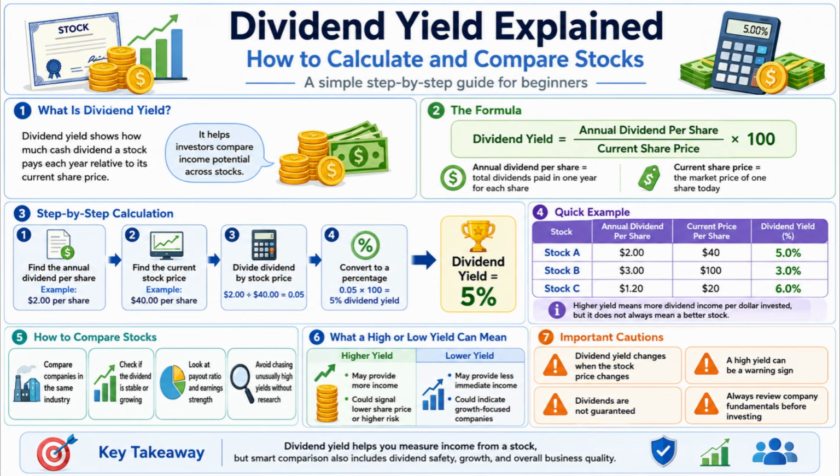In addition, it is important to remember that dividend yield changes whenever the stock price changes. Also, dividends are not guaranteed, because companies can reduce or stop dividend payments if business conditions become weak. So, the key takeaway is that dividend yield helps investors measure the income potential of a stock, but smart stock comparison should also include dividend safety, dividend growth, company fundamentals, and overall business quality.